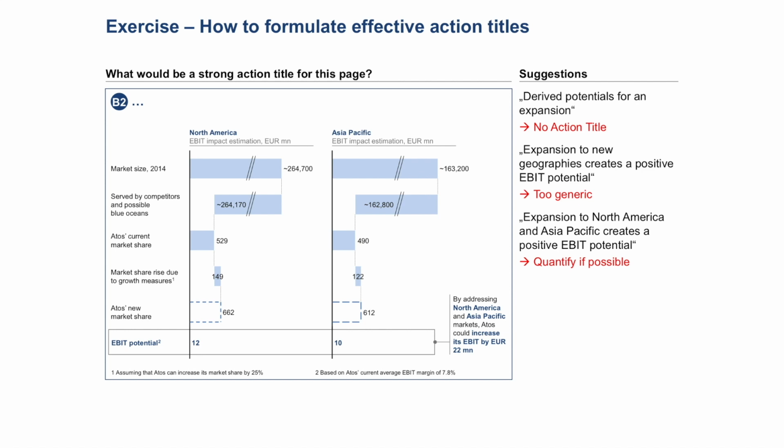And nevertheless, I would argue that you can do better than that, because when possible, it's always a good idea to really quantify the things that you analyzed. And this is what the next example is all about. And here again: expansion to North America and Asia Pacific creates a positive EBIT potential of 22 million.